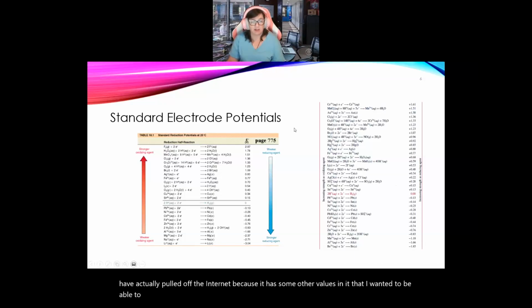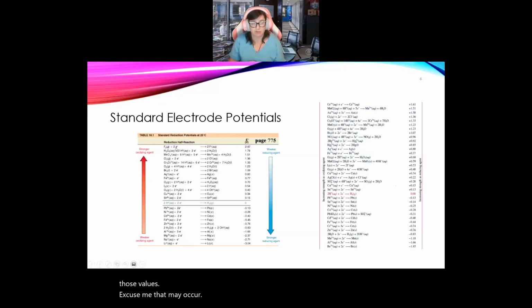So if it's not on the values that you were given in the handouts, you'll have to be given those values. And excuse me, that may occur. All right, so these are all written as reductions. We see that there's a value for the E naught in volts, so that assumes that these are standard potentials. So gases are at 1 atmosphere, any aqueous components are at 1 molar. Okay, so those are the things that we're looking at for these.